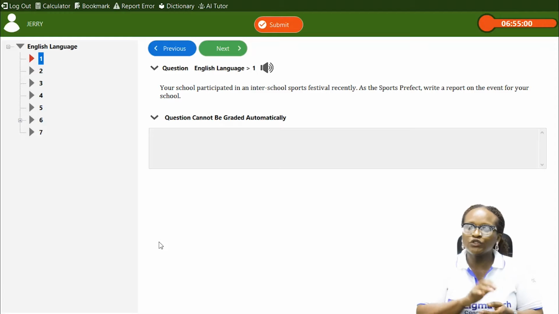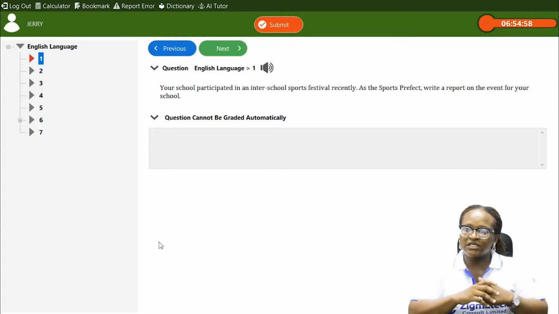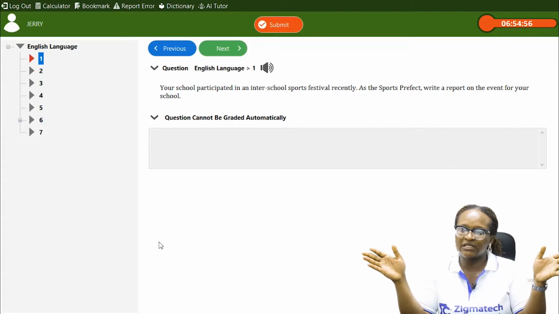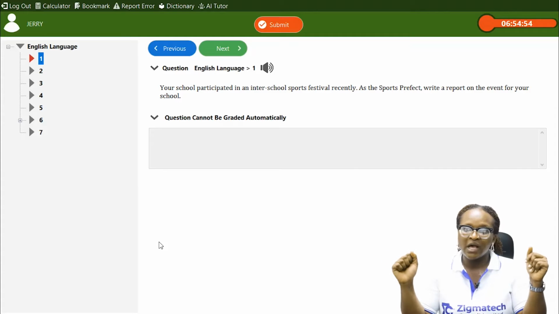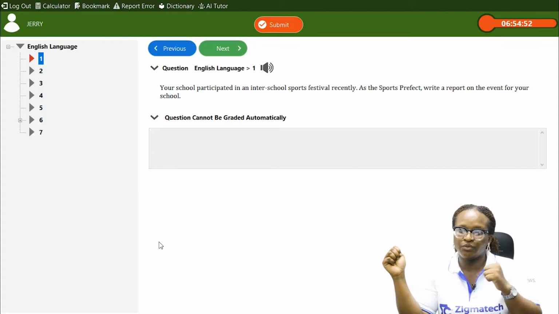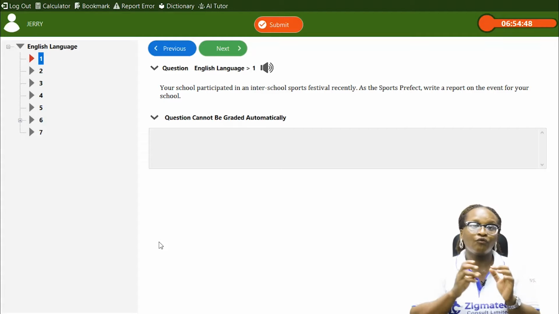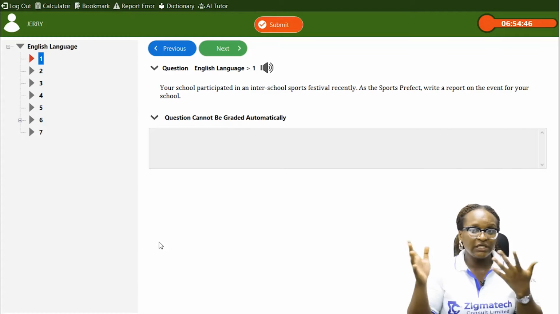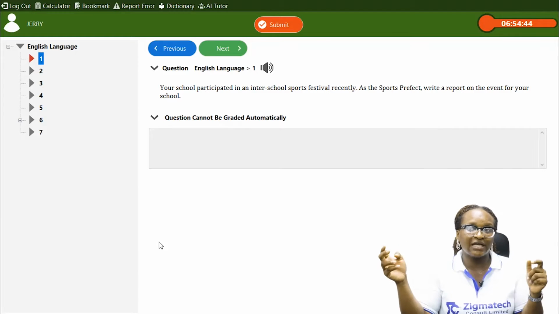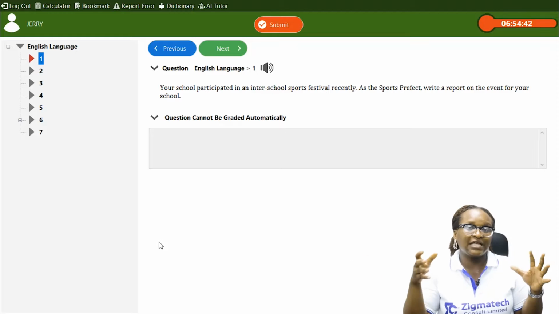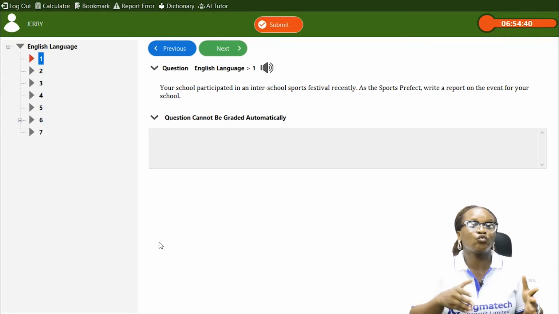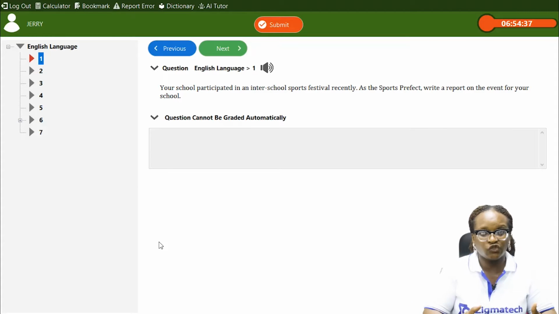All right, so we want to look at this question. It says, your school participated in an inter-house sports festival recently. As a sports prefect, write a report on the event for your school. So writing reports is also easy. You could actually think of writing reports. That's another easy one, because it wouldn't demand so much of figurative expressions and idioms.